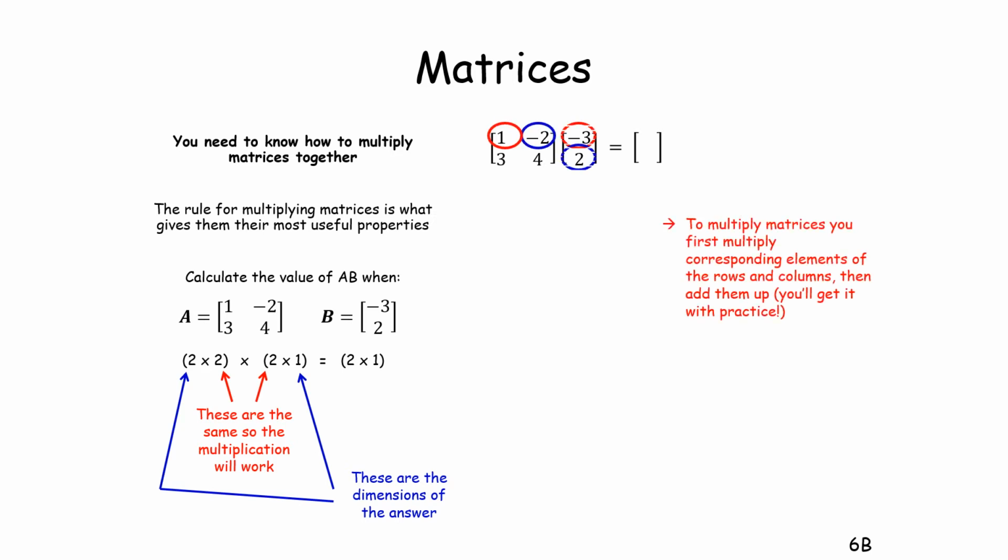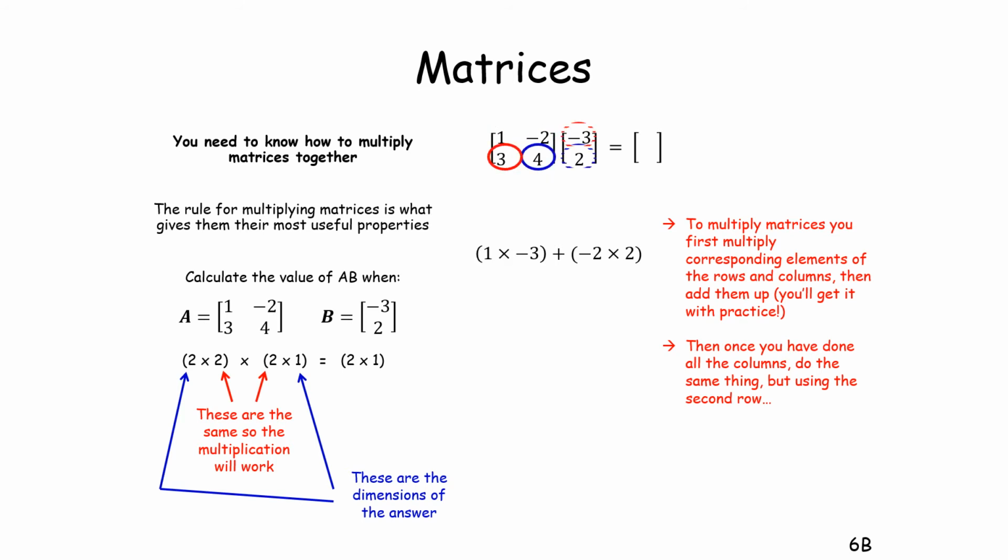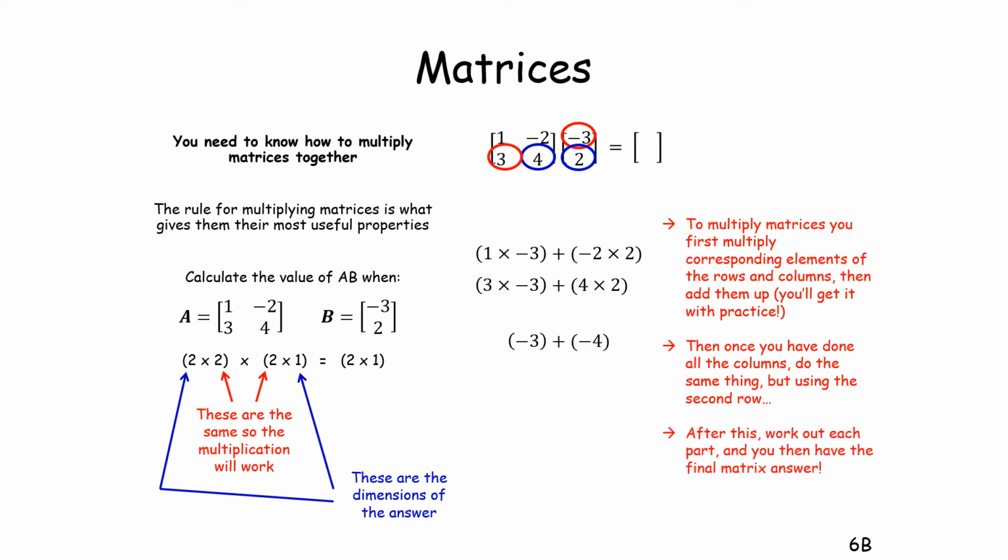So let's go ahead and multiply this. We do the row times the column, and the same dimension. Two elements here, two elements that way. So 1 times minus 3 plus minus 2 times 2. On the next one, we'll go row times column. So 3 times minus 3, add 4 times 2. Now we work this out, and that will give us minus 7, minus 1.